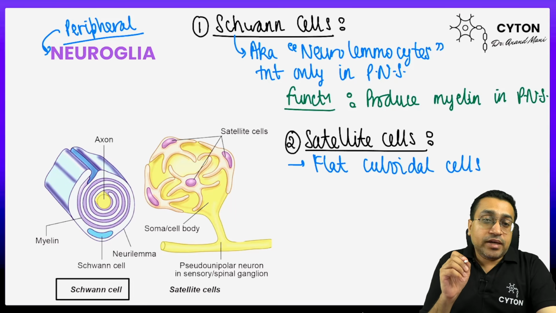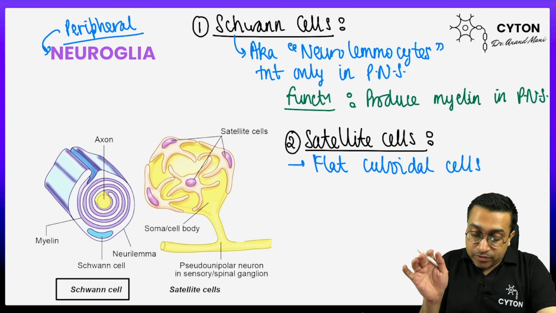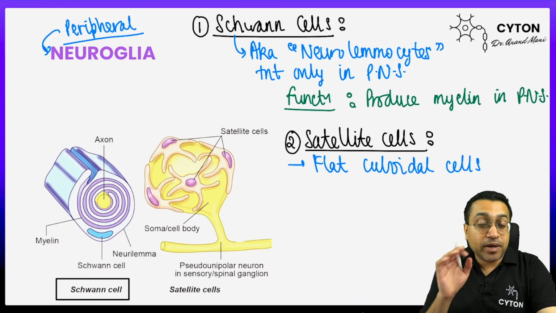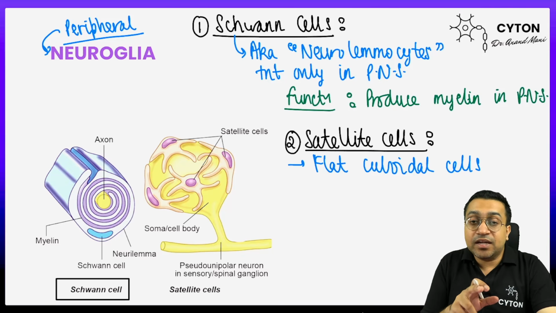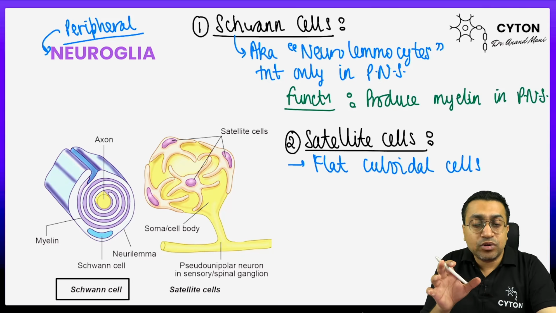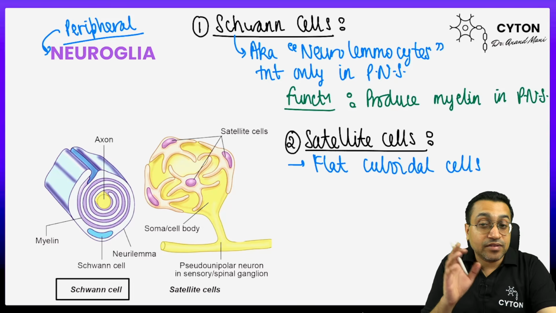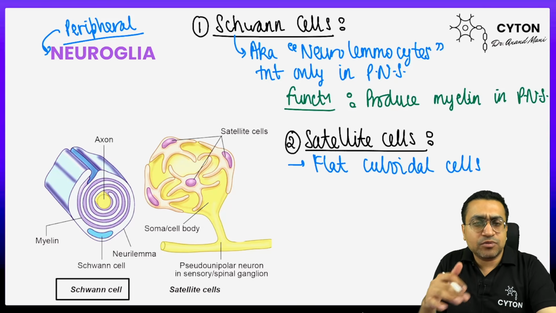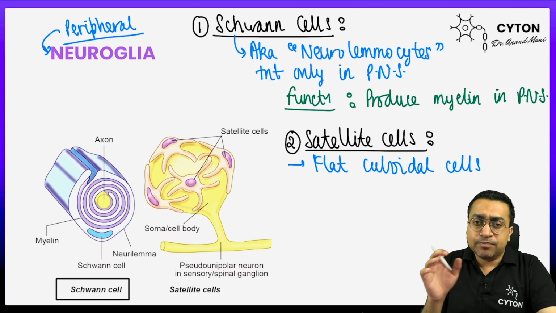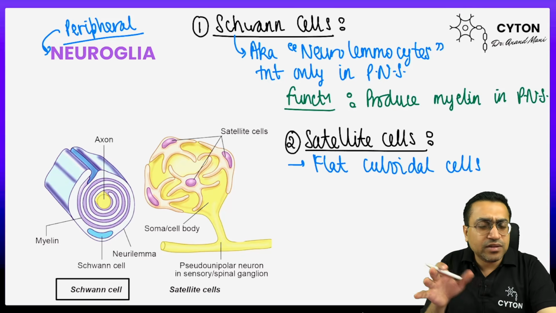Okay, these satellite cells, the importance of this is they give passage to the nerve cell processes. In sensory ganglia, the satellite cell capsule is nearly complete, as the sensory neurons do not synapse in the ganglia. You will understand these concepts more throughout your anatomy journey, but I'm just telling you briefly. Don't need to write these things, just understand them.